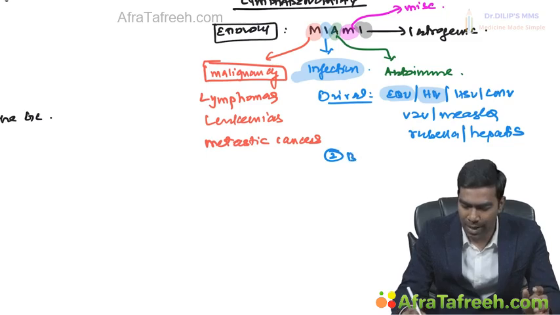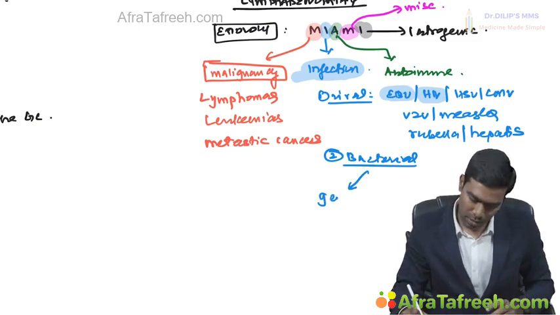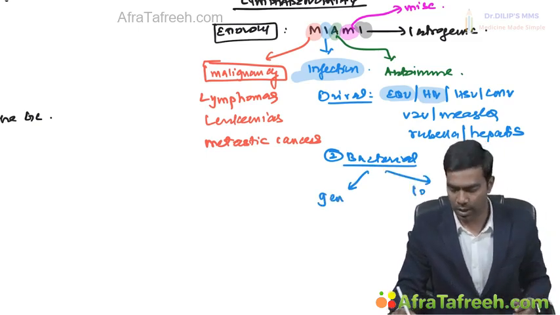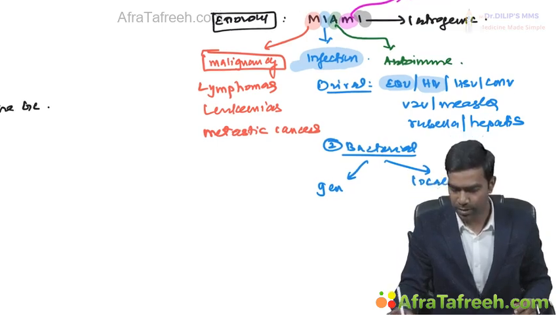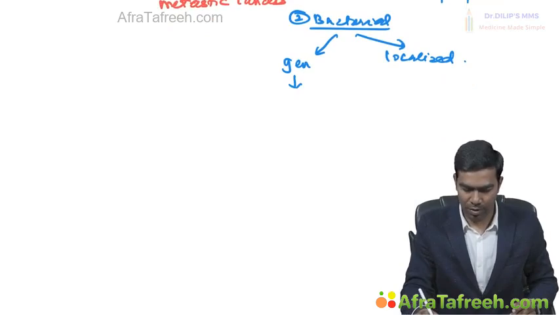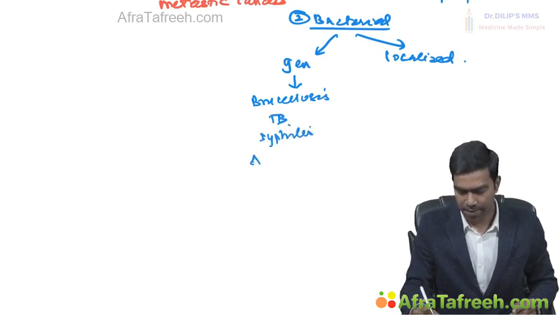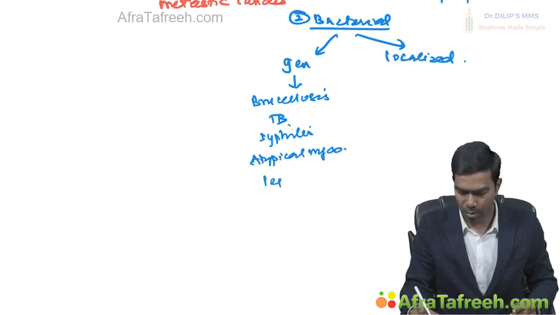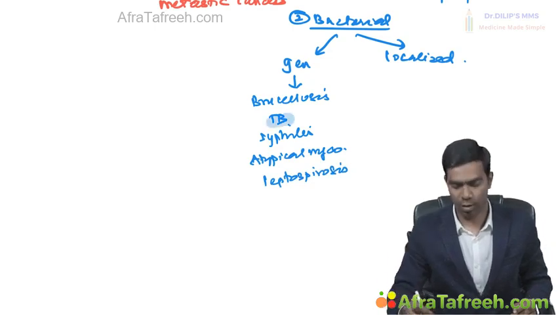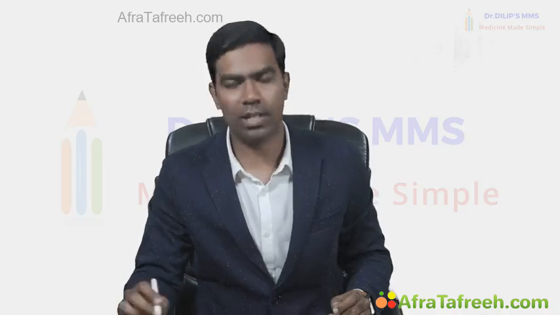Then second one, you have bacterial infections. Bacterial infections you can split into generalized lymphadenopathy and localized lymphadenopathy. When you have generalized lymphadenopathy with bacterial infections, it goes more towards brucellosis, tuberculosis, syphilis, atypical mycobacteria, and very rarely leptospirosis. These are the areas where you go for generalized lymphadenopathy, especially TB, syphilis, brucellosis. These are the usual reasons where you see generalized lymphadenopathy with bacterial infection.